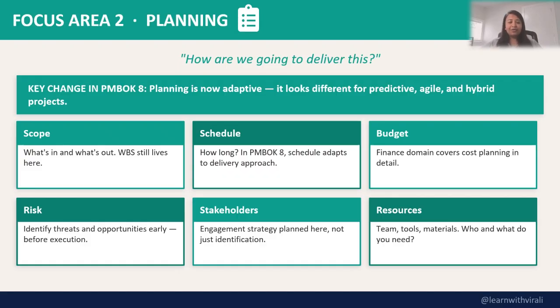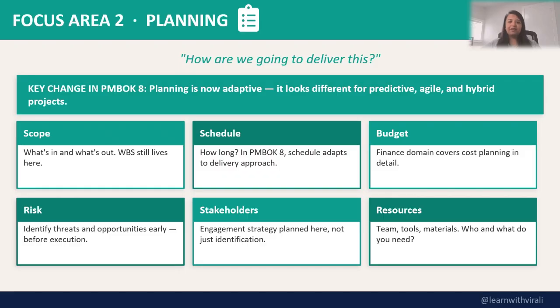So now you have a framework that helps you tailor the context in the PMBOK 8 planning focus area. Now, what gets planned in this area? We can see different boxes on the screen. So everything you would expect, like scope, this is where the actual WBS lives, understanding what's in and what's out. Next is schedule, that means how long, using whatever resources, that is the approach we'll be taking to reach the finish line. Next thing that you would plan is the budget.